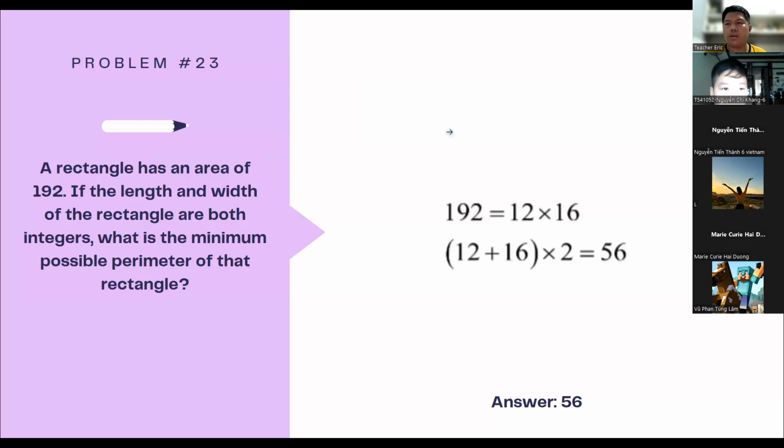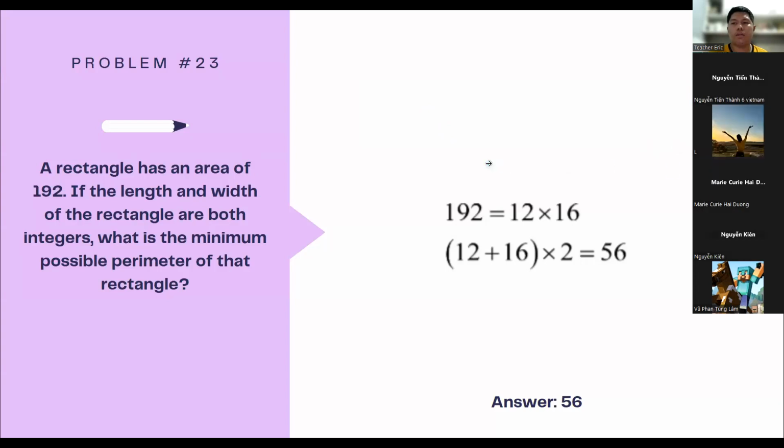Can you repeat your question, Nguyen Yen Tan? So for example, because it is a rectangle, I can just find out how many factors of 192 there are and then divide it.